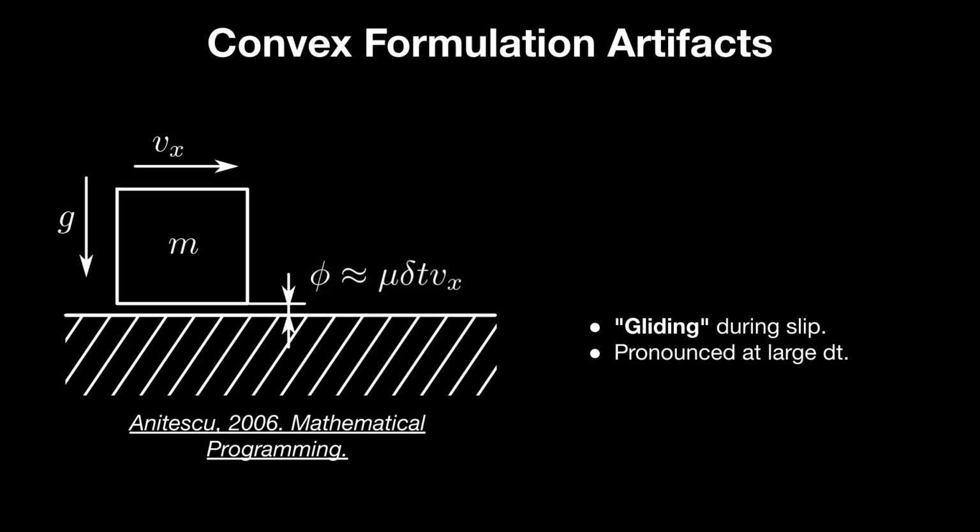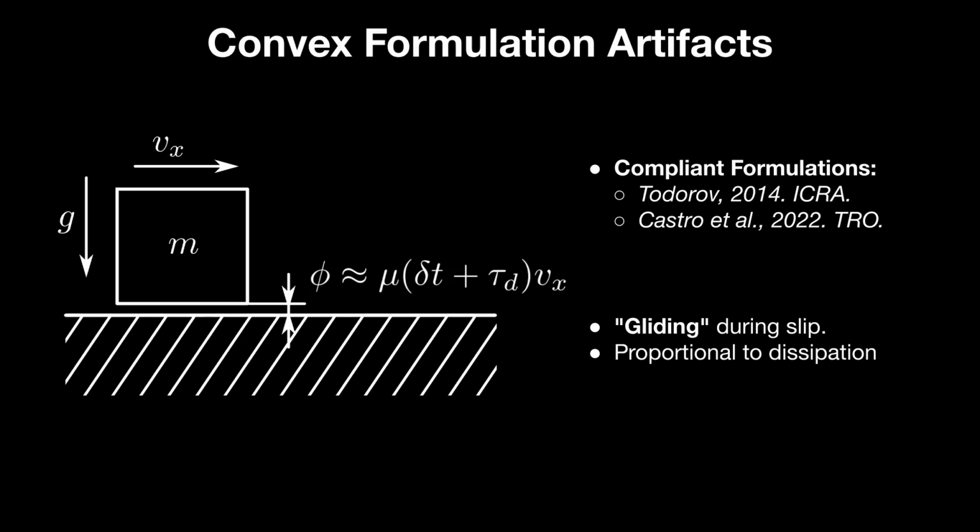However, limitations persist. For example, Anitescu-based formulations can exhibit gliding in sliding contact, especially at large time steps and slip velocities. Compliant models have better numerics, but require unfortunate trade-offs between dissipation and gliding. These methods also lack flexibility, as the contact model is intrinsic to the formulation, limiting sim-to-real accuracy. Our work resolves these issues by incorporating experimentally validated contact models into a convex framework.